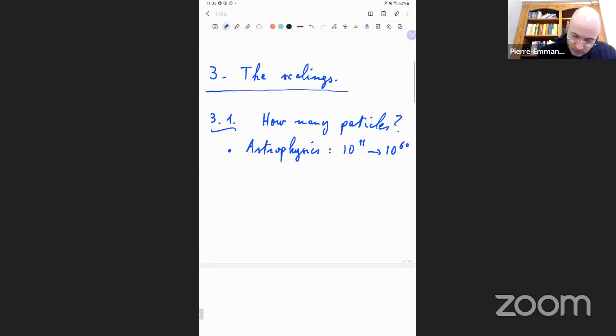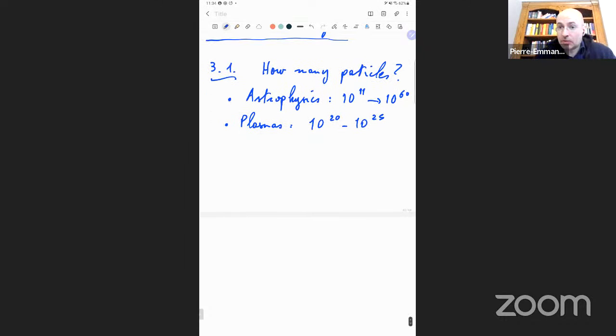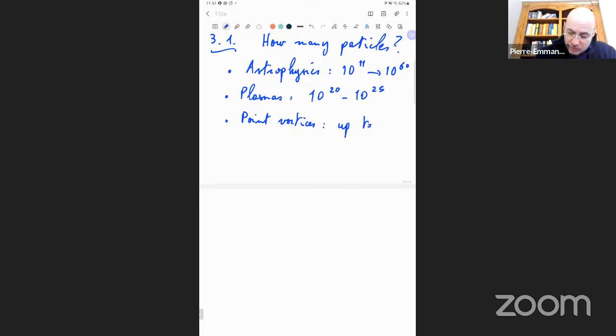Very wide range. Then we had the point charges, right? So plasmas. How many particles do we have in the plasmas? How many ions, how many electrons? Well, in a typical application, that is going to be around the Avogadro number. So 10 to the 20 to 10 to the 25, something like that. Still very, very, very large. Now, point vortices, it really depends, and it's typically up to 10 to the 12 for practical purposes.